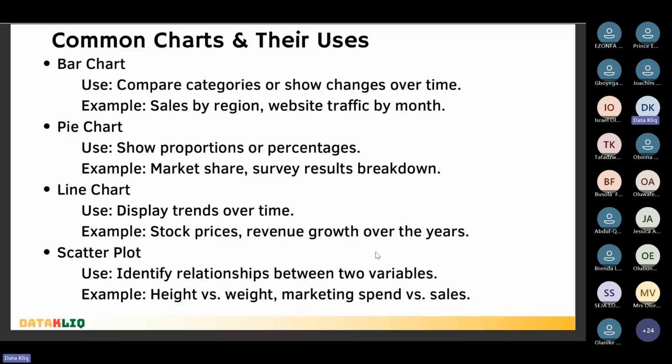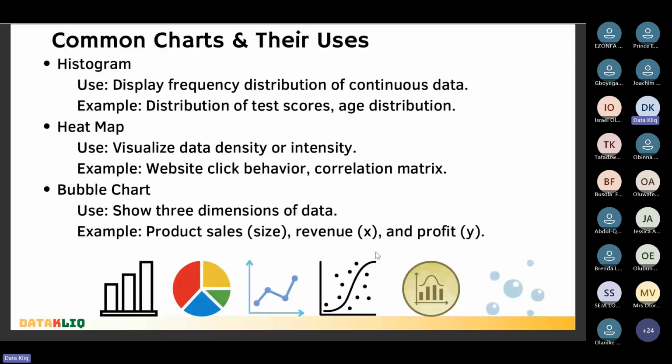Another type of chart that we have is the histogram, which displays the frequency distribution of continuous data. We also have the heat map for visualizing data density or intensity. We also have the bubble chart. This shows three dimensions of the data. Maybe you have product size, revenue, and profit. For example, this is a bar chart. This is a pie chart.